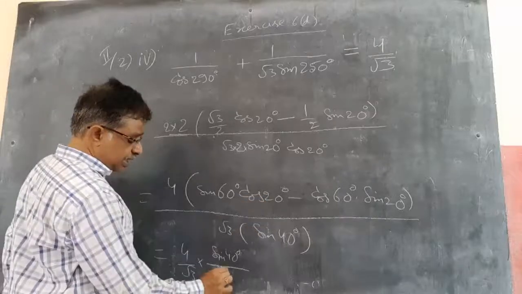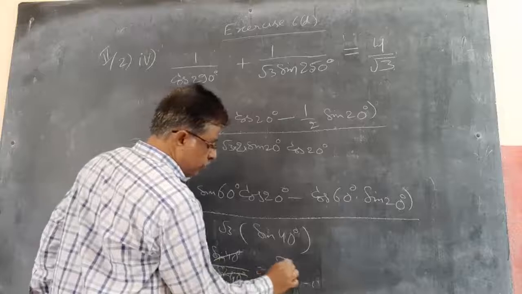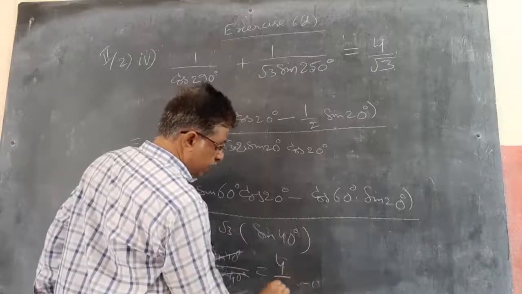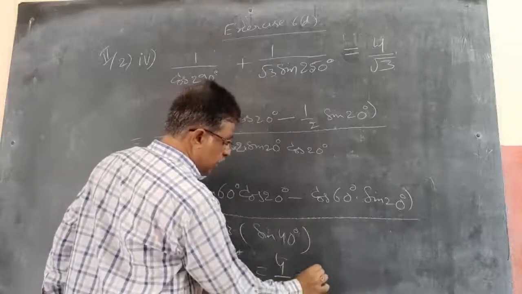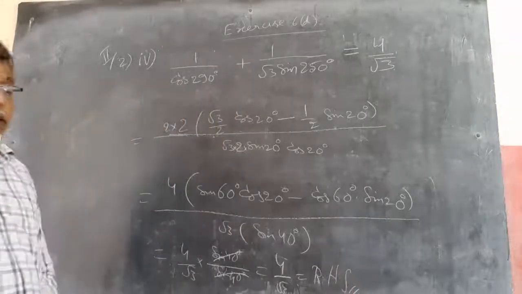40 by sin 40, sin 40 cancels. So left out is 4 by root 3, which is equal to RHS, hence proved.